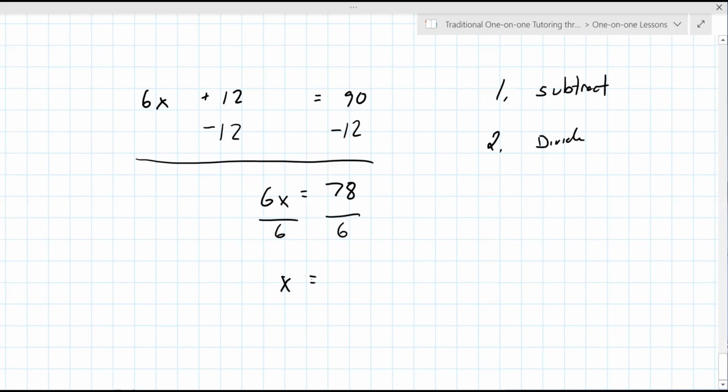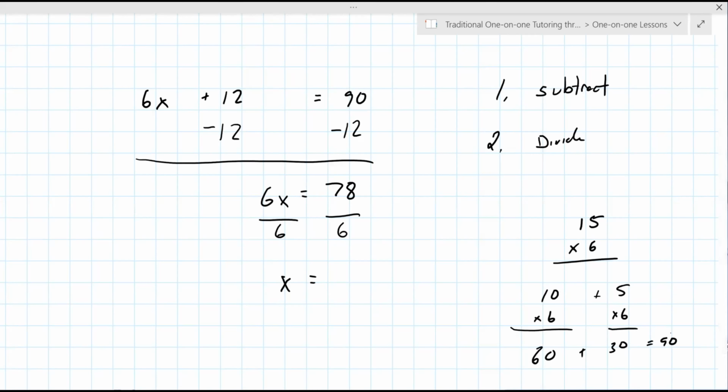Is that 15 times 6? 15 times 6. So that's the same as 10 times 6 and 5 times 6. Sorry about that. 60 and 30 gives you 90. It is 13. Very good.